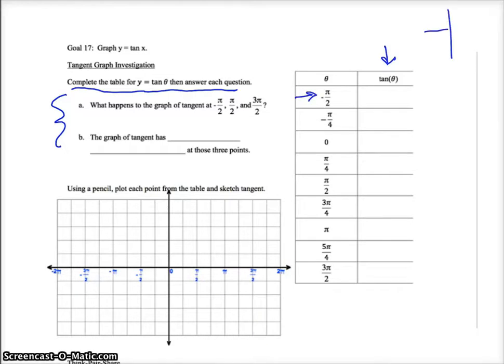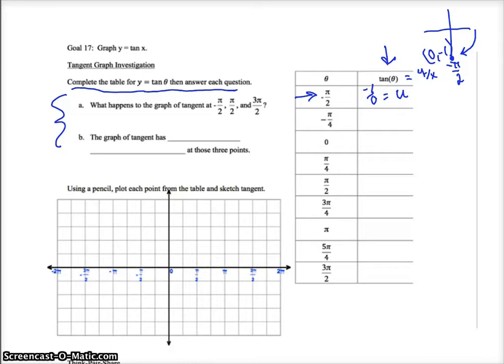Now we know on the unit circle, angles are negative when you travel in a clockwise direction, and negative pi over 2 is located on the negative y-axis. We know that the ordered pair is (0, -1), and recall that tangent is equivalent to your y-coordinate divided by your x-coordinate, or the opposite leg divided by the adjacent leg. So in this case, tangent is -1 divided by 0, and we know that division by 0 is undefined. So tangent of negative pi over 2 is undefined.